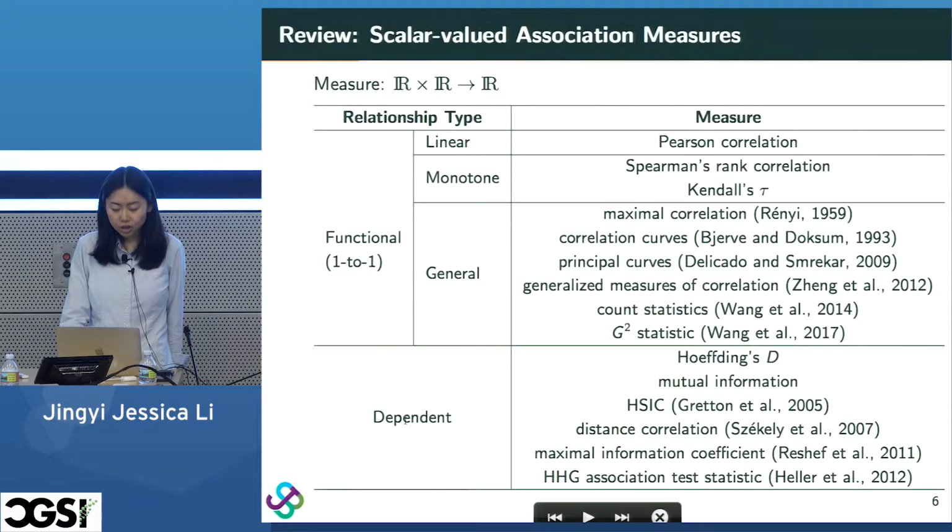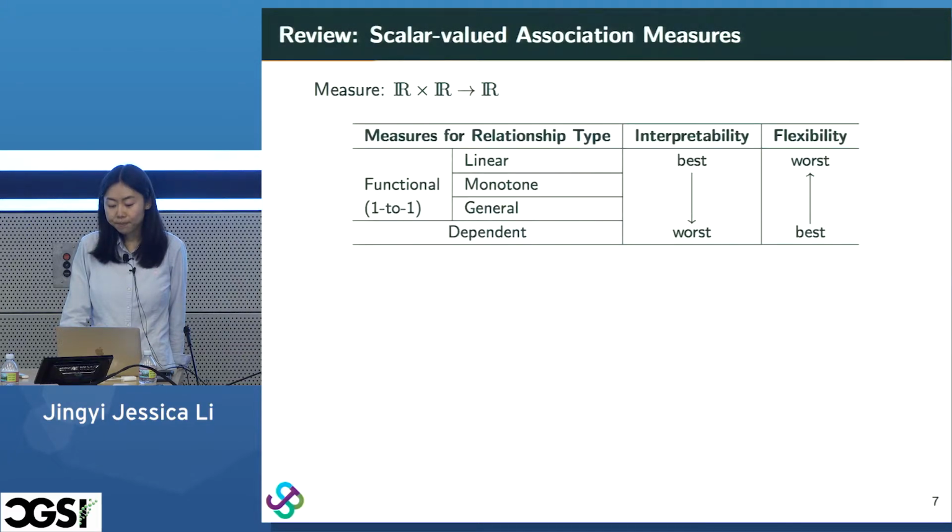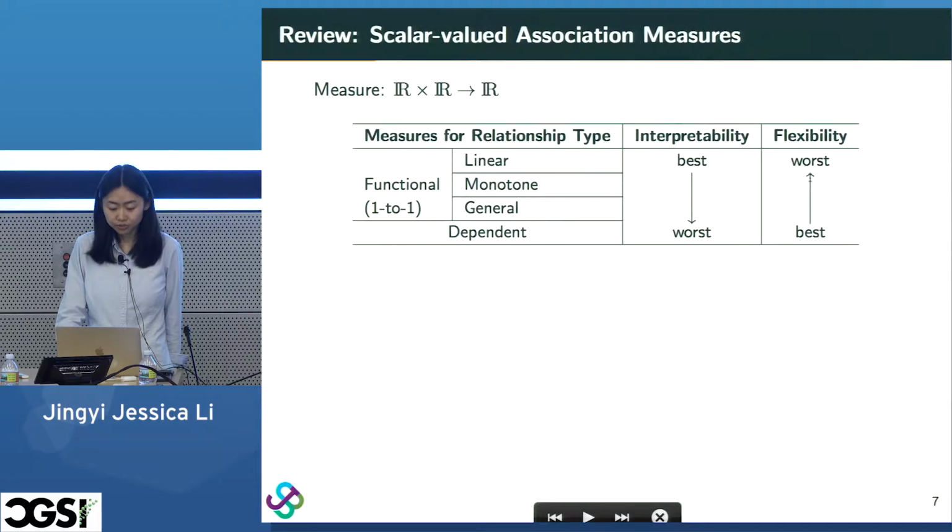So from functional, linear, monotone, general to any dependence, we see the flexibility becomes better and better. However, the interpretability becomes worse and worse. Linear is the most interpretable one. So that's why Pearson correlation is so widely used.